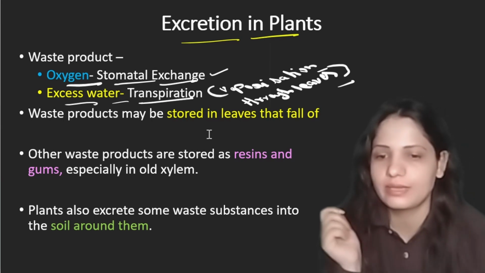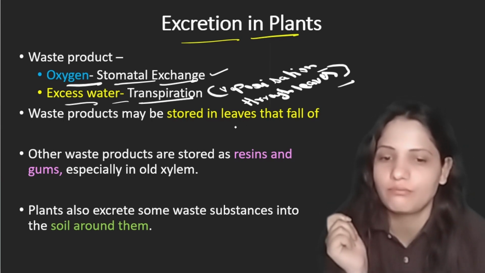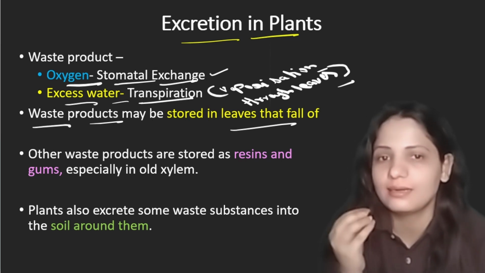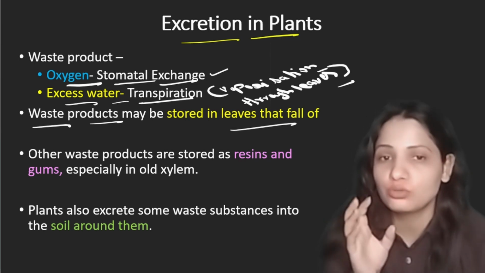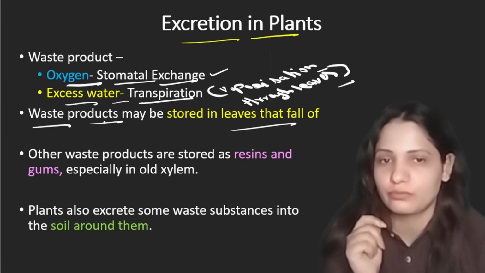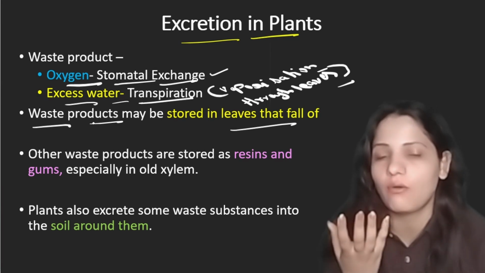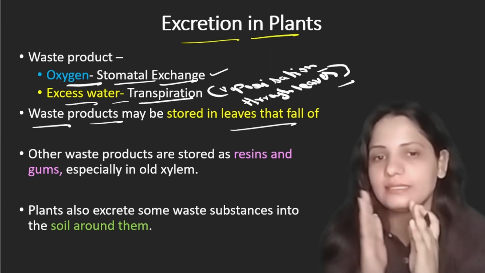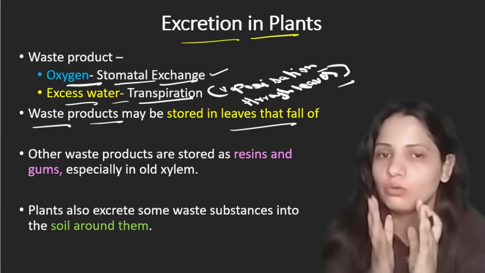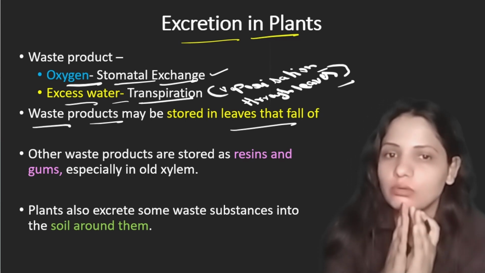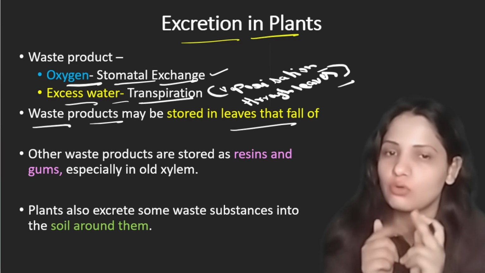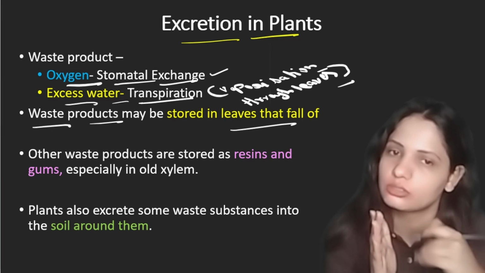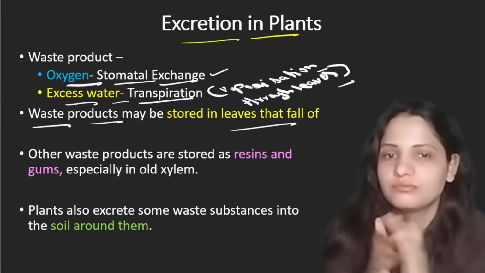Now, waste products may be stored in leaves that fall off. We see that many leaves fall off from the plant, the dead leaves, and those dead leaves may contain waste products. This is another way of excreting out waste. The waste is accumulated in the leaves, and then the old leaves fall off, and those old leaves contain waste. So the waste of the plant is excreted out by the falling of the leaves.